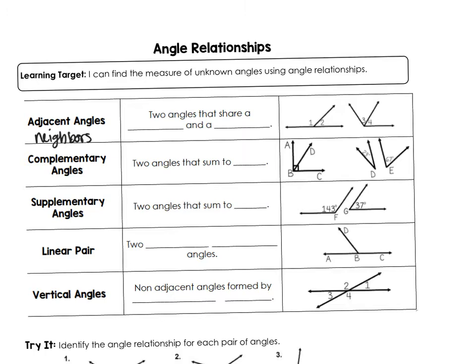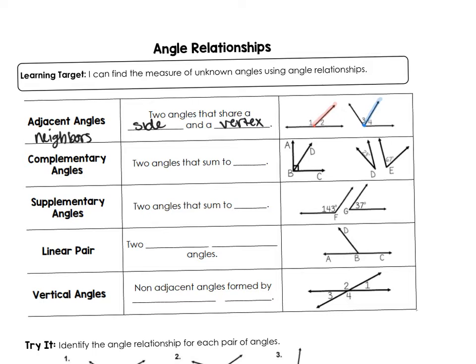So our definition is 2 angles that share a side and a vertex. So if we look at angle 1 and angle 2 in that first example, they both have this vertex right here, and they both share this side. So that side is part of both angles. That vertex is the vertex for both angles. Then if we look at the example angle 3 and angle 4, they both share this vertex. And the side that they share is this side right here.